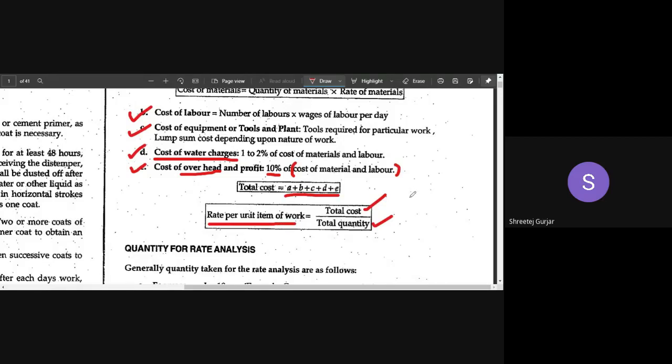Say you have got the total cost as some amount in rupees, and the quantity in meter cube. So it will give the cost per unit item of work, which will come in per meter cube. What is the rate per meter cube? Let me show you what we mean by per meter cube. What is per meter cube?